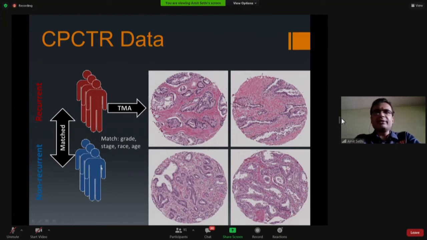Now, the data that we were given is this CPCTR data. It is a collaborative effort between several institutes in the US to collect this data. And what they did was they gave us matched data. That means they gave us data in two groups: those in which the cancer came back after surgery, and another group in which the cancer did not come back after surgery.